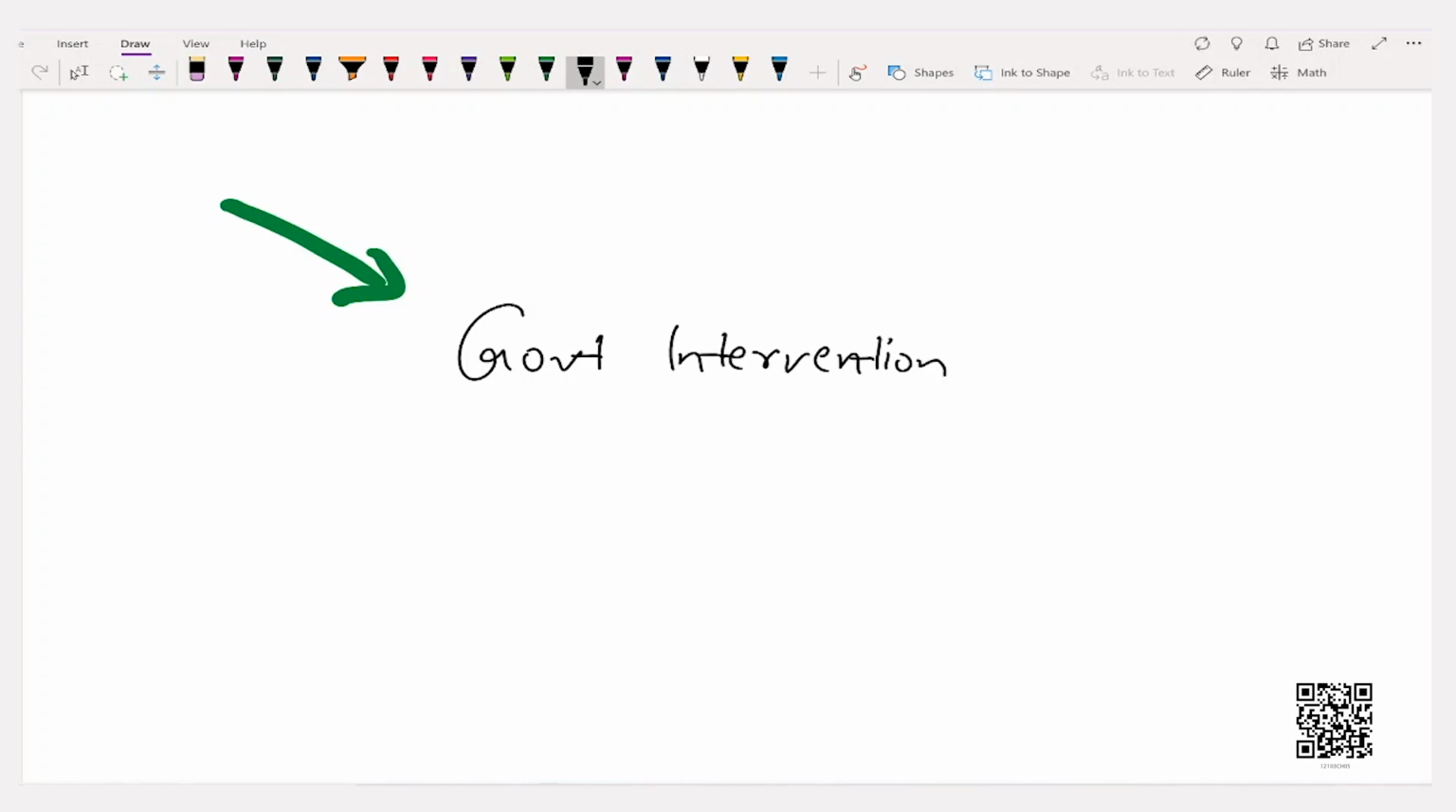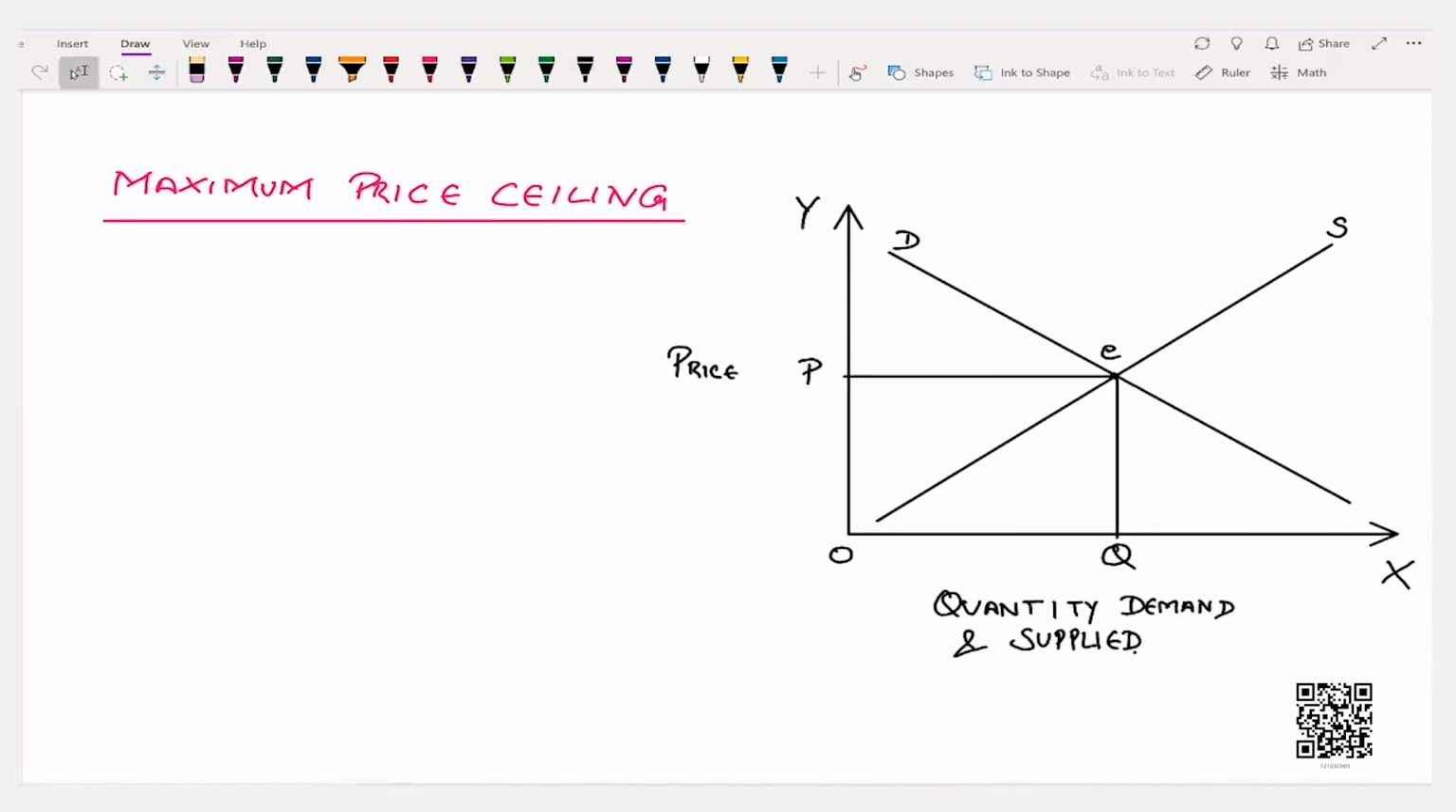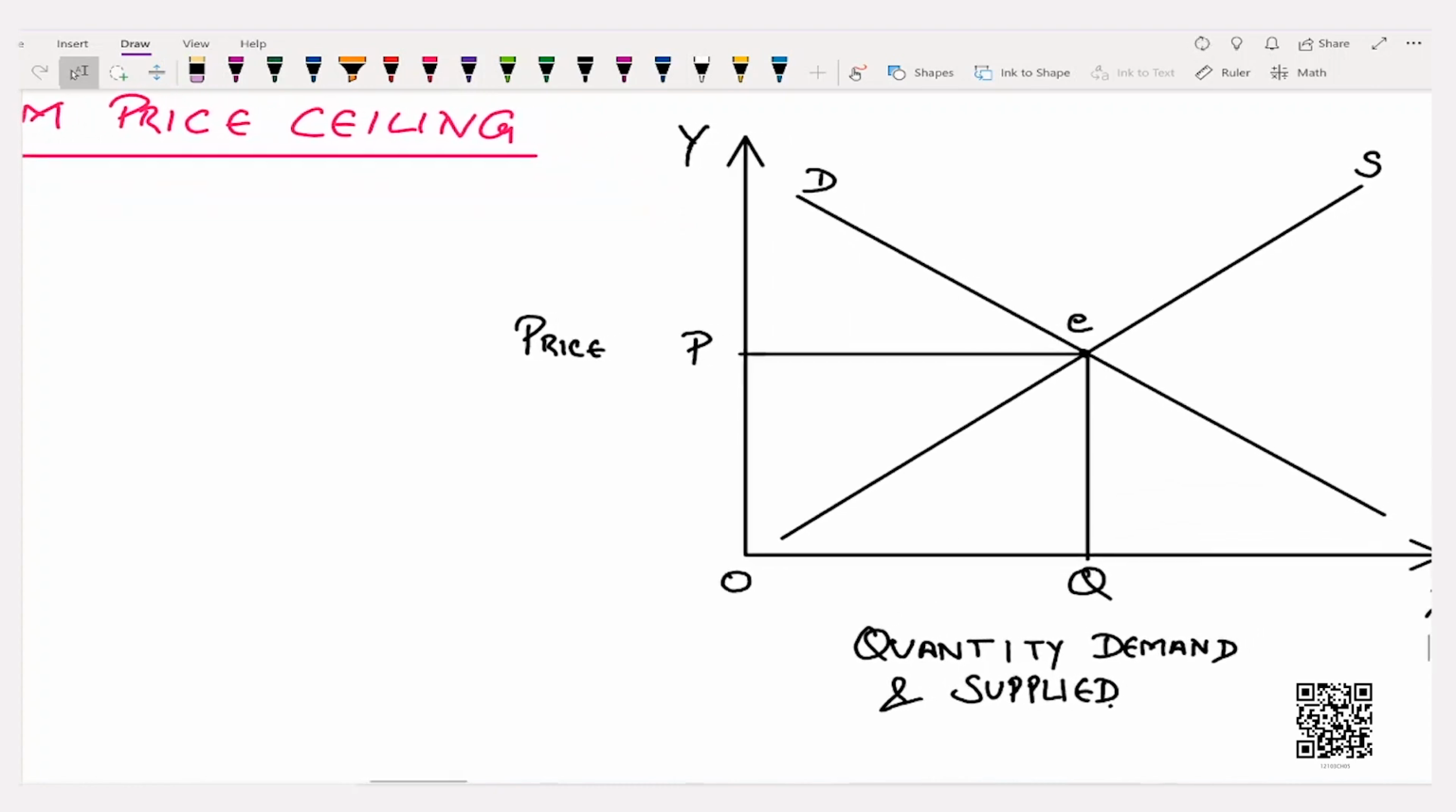So, the first situation is when the price is high and the consumers are unable to afford it. In this case, the government levies a maximum price ceiling. Now, let us suppose a necessary good like onion is being sold at an exorbitantly high price of rupees 100.